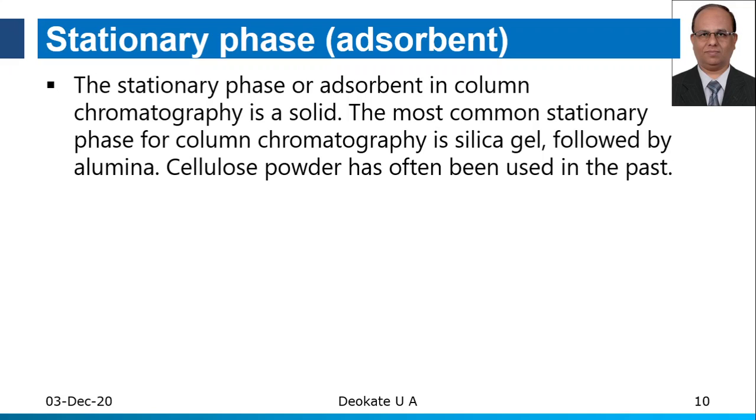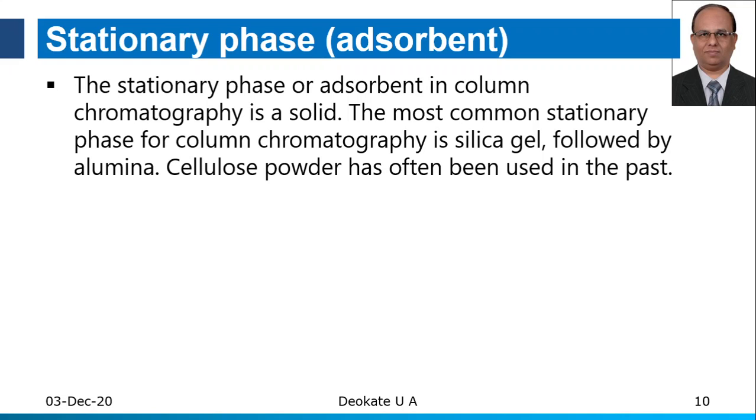The various stationary phases used in column adsorption chromatography. The stationary phase or adsorbent in column chromatography is a solid. The most common stationary phase for column chromatography is silica gel. Remember that this is a plain silica gel. It is not silica gel G. Here we don't need any binder. So plain silica gel with the coarse particle size is used in column chromatography, which is followed by alumina.